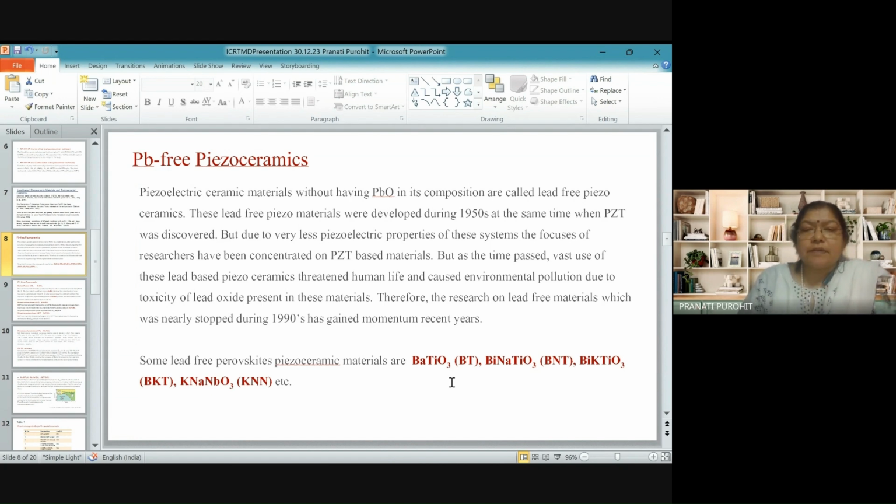Research is going on to synthesize lead-free piezoceramic materials which will show high piezoelectric coefficients. Some of the lead-free perovskite ceramic materials are barium titanate, that is BT, BiNaTiO3, also known as BNT, BiKTiO3, known as BKT, and KNaNbO3, which is also known as KNN. Now I am going step by step to discuss the properties of these lead-free materials.